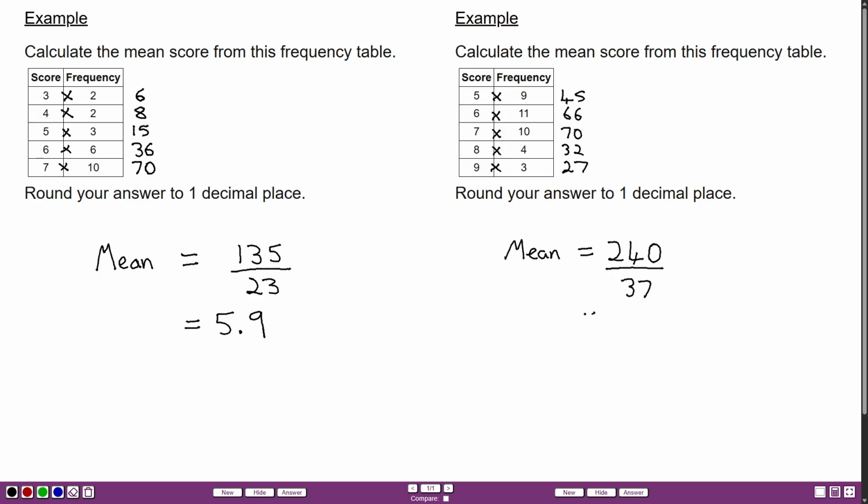So let's just stick this division into our calculator. 240 divided by 37. Let's turn it into a decimal. So it comes out to be 6.486. So to 1 decimal place, that's going to be 6.5.